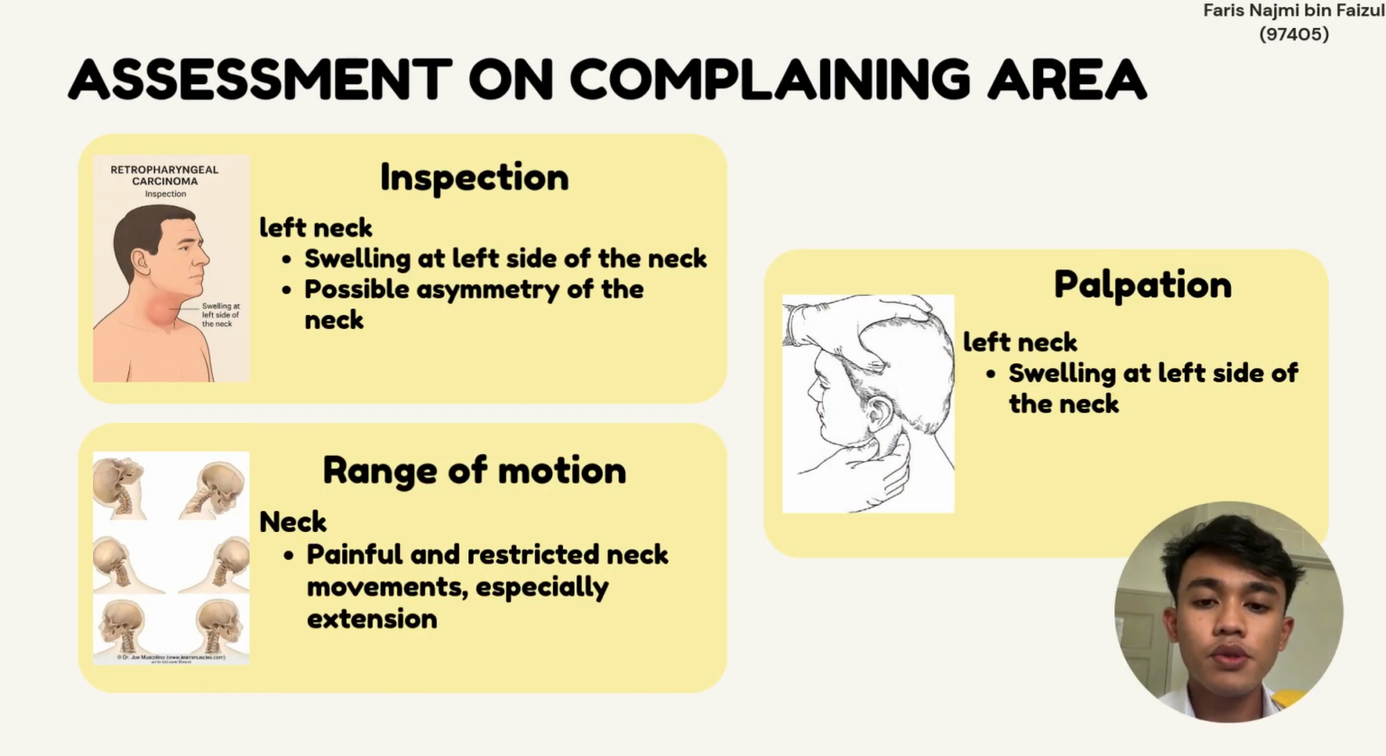Assessment on component area. The first one is inspection at the neck: swelling at the left side of the neck and possible asymmetry of the neck. Second is range of motion of the neck: painful and restricted movement, especially extension. Lastly, palpation at the left neck: swelling at the left side of the neck.